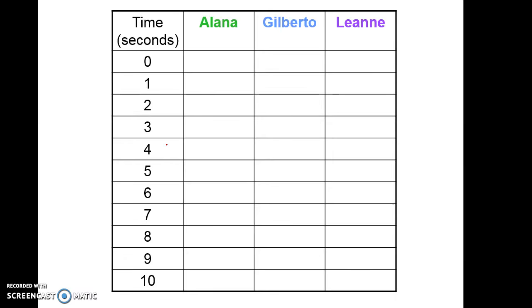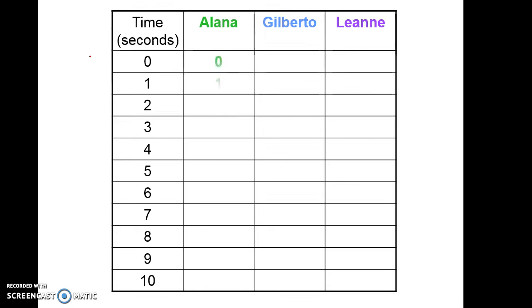So I'm going to fill in this table, and as I do so, I want you to notice that I'm using 3 different colors for the students. So Alana's color will be green, and Gilberto's color is blue, and Leanne's is purple, and I'll be consistent with that throughout the rest of this presentation. So it would be a good idea to use a highlighter and choose 3 colors, or choose 2 colors and have 1 kid that doesn't have a color, so that would be fine too. And that way, as you go through, you can color code it.